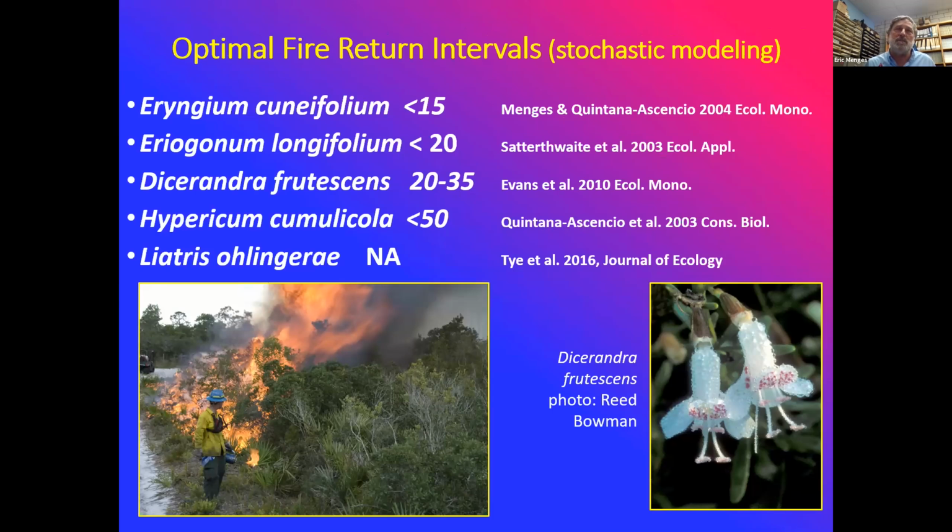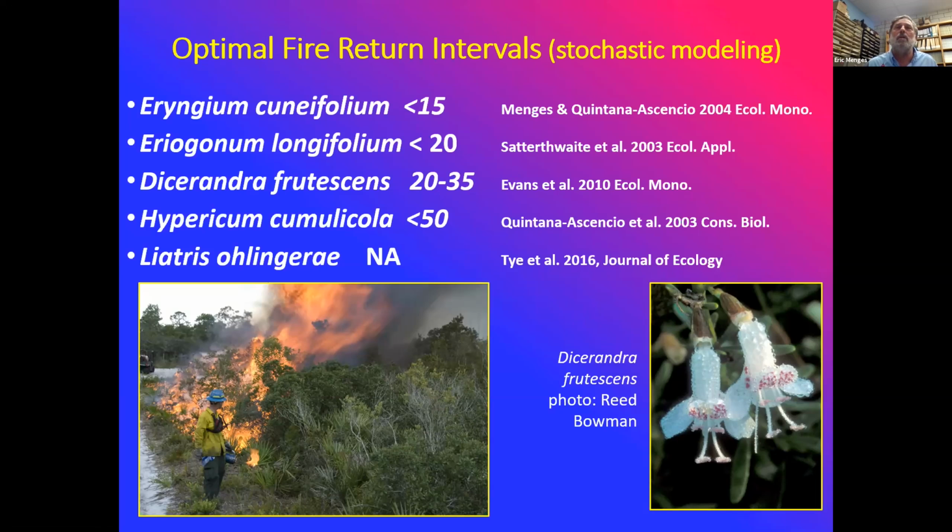And I mentioned already Eryngium in relation to fire return intervals. For about 8 species, we're able to identify optimal fire return intervals by running models with fire as a driver at different frequencies. And this shows some of the papers over the years that have been produced using that approach. And you'll notice that these different species on the slide here have different optimal fire return intervals, and that's also an argument for pyrodiversity in fire management.